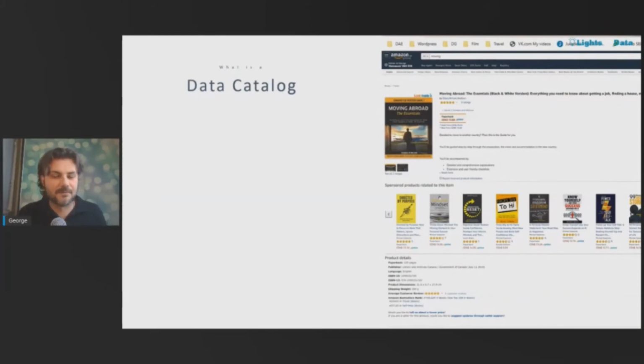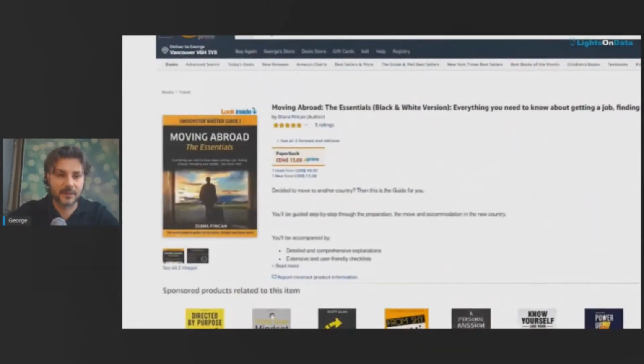And Amazon carries millions of different products, and yet as consumers, we find almost anything fairly quickly. So for example, I want to find a book about moving abroad. I'm putting that into the search box. I see all these books. I click on something that is relevant or deemed to be relevant for me. And I see all this other very interesting metadata.